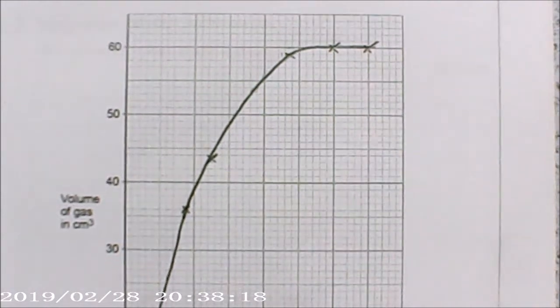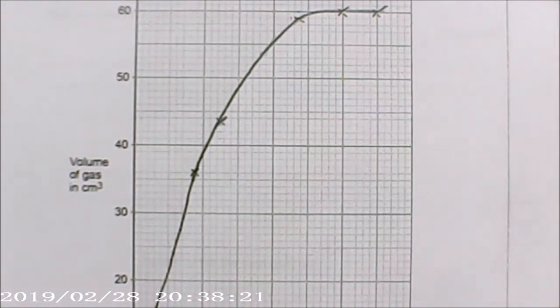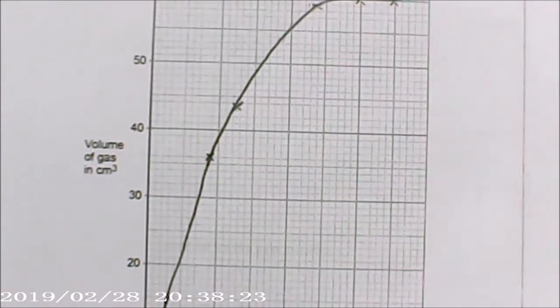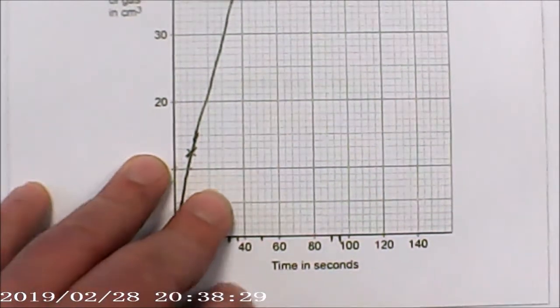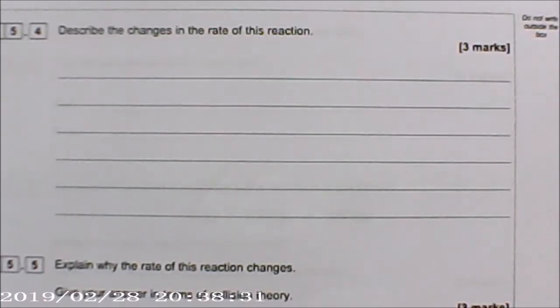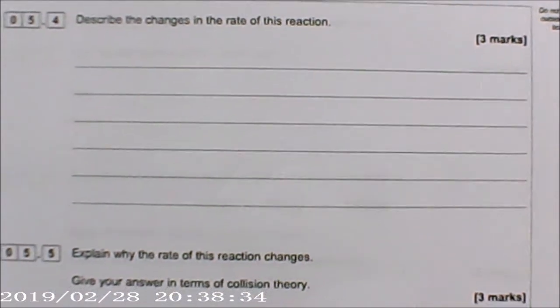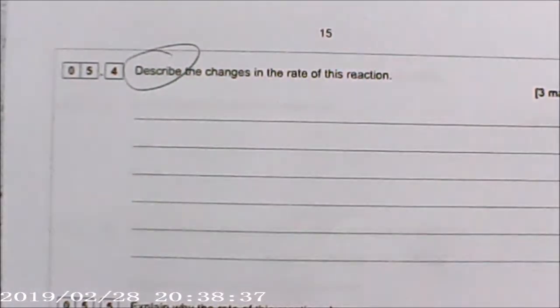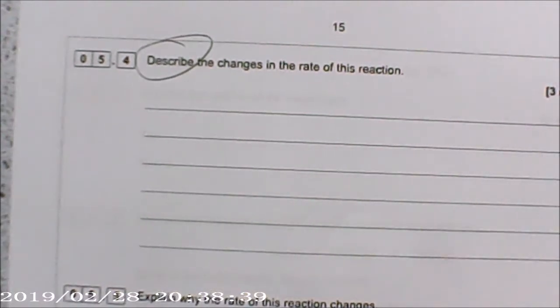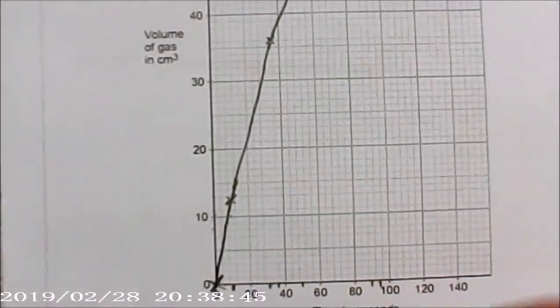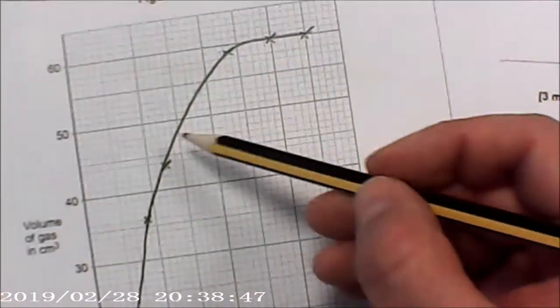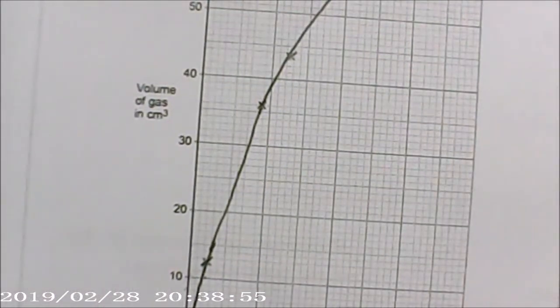You will have graph questions where you will have to draw a graph. This is a particularly hard one, so it won't get any harder than that. So very well done if you got that. Okay, 5.4. Describe, so you don't need to say why, you just need to describe the changes in the rate of this reaction. So you need to use the graph. This line is going up and then it is going flat at the top. And it's worth 3 marks. So we need to talk about 3 parts of this graph.